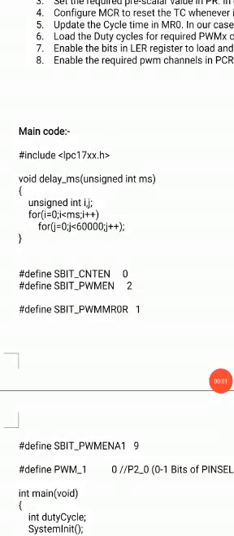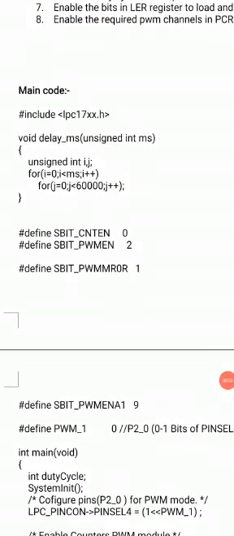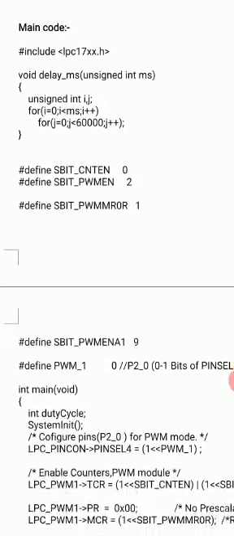Okay, let us start with the main program today. #include LPC17xx is the header file we have to include. Then there is a function to produce a delay. This we already know, many a time I have explained this. So this is the function to produce a delay.